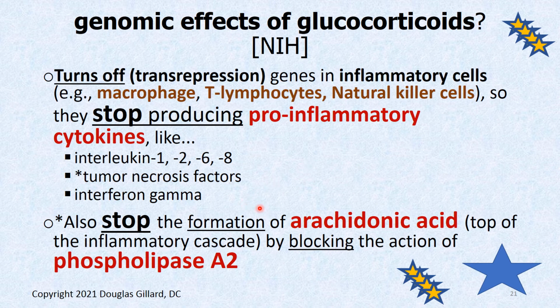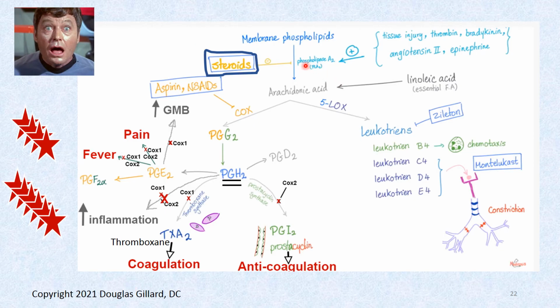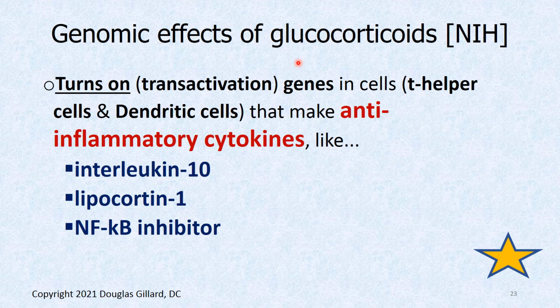What else does it do? Well, it stops the formation of arachidonic acid by blocking phospholipase A2. So we already looked at that. So it does that. What else does it do?